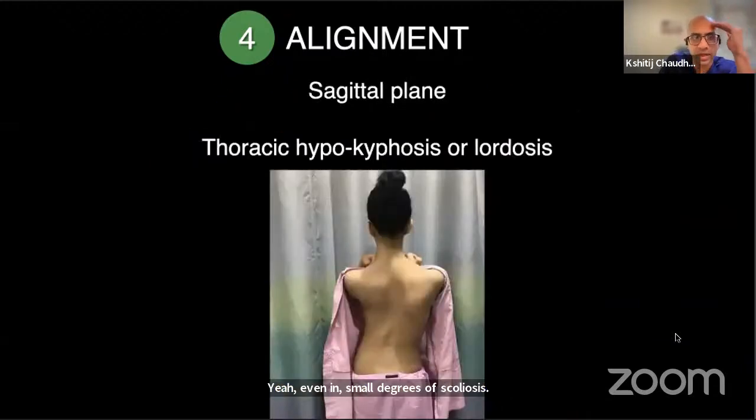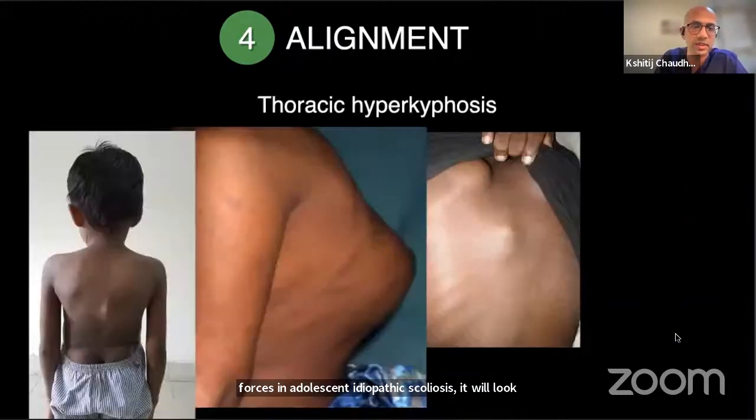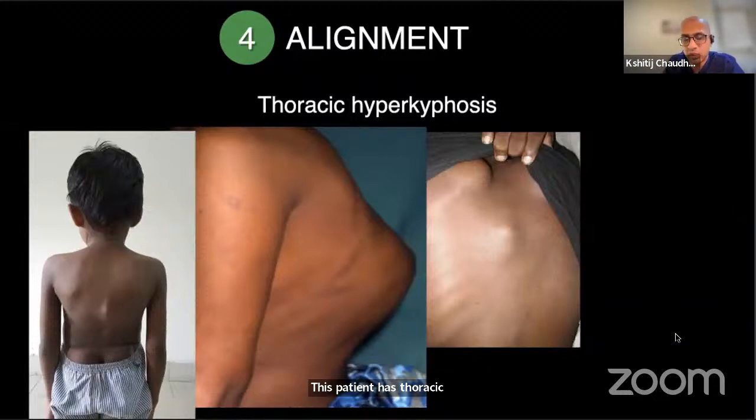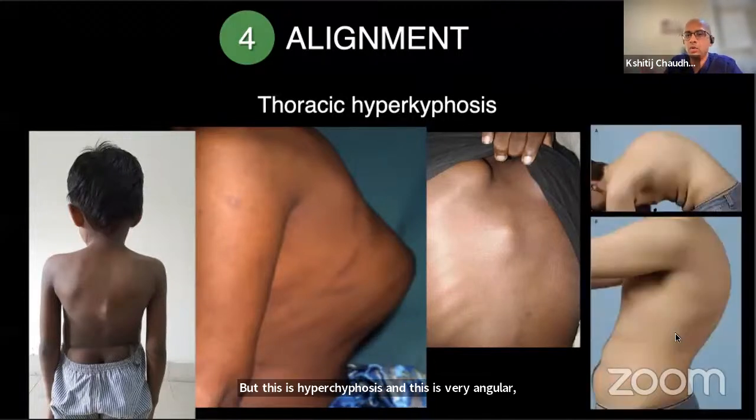In the sagittal plane, the thoracic spine is normally kyphotic. So if you have abnormalities, if you have hypokyphosis in adolescent idiopathic scoliosis, it will look like this. Or in extreme congenital deformities, you can even have lordosis in the thoracic spine. This patient has thoracic hyperkyphosis. Kyphosis would be something that is normal in the thoracic spine, but this is hyperkyphosis, and this is very angular, typical of spinal tuberculosis. And this is very round kyphosis, typical of Scheuermann's kyphosis.